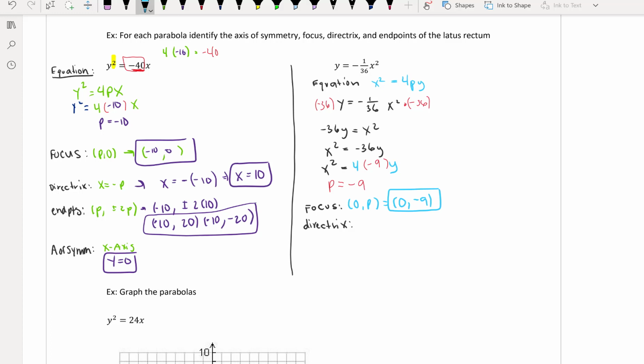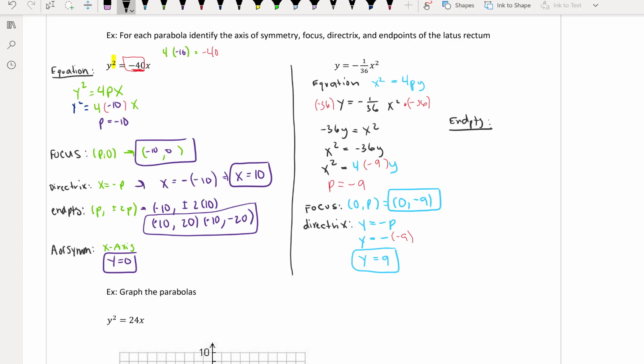So for the directrix, that's just going to be y is equal to negative p. So if y is equal to negative p, well, my p-value was that negative 9. So I really have that y is equal to a positive 9 for my directrix. Now, the last thing I want to think about is my endpoints.